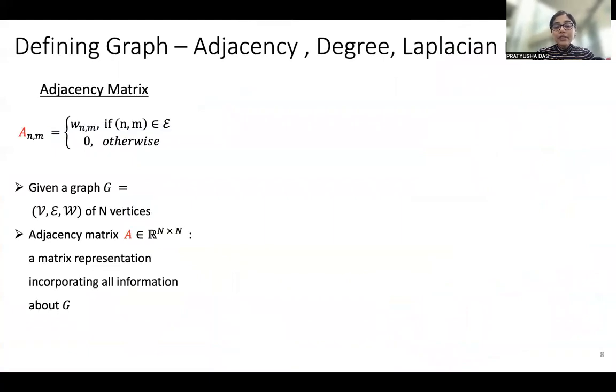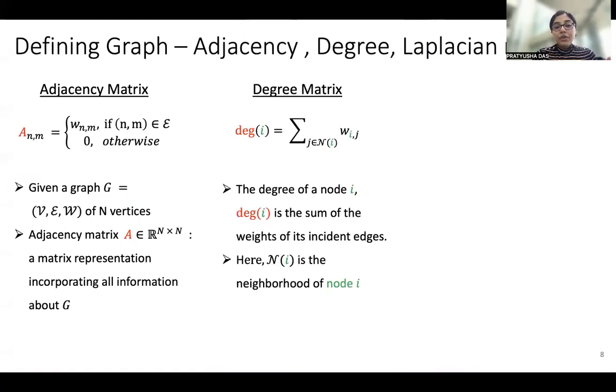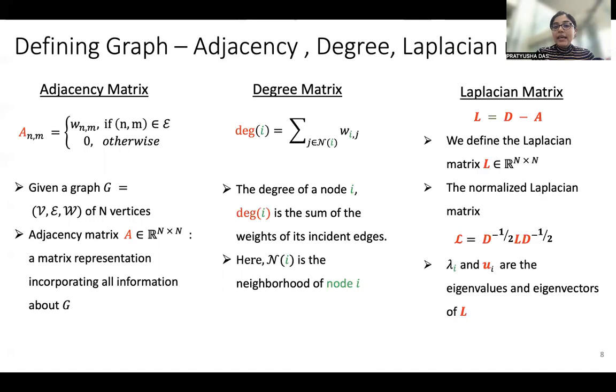Now, I'll give you a little preliminaries on defining graphs. We define a graph using an adjacency matrix, which incorporates all the information about that graph. We define the degree of any node i as the sum of the weights of the incident edges. Then we define the Laplacian matrix, which is the difference between the degree matrix and the adjacency matrix. And we use the eigenvalue decomposition of this Laplacian matrix to define our graph Fourier basis.